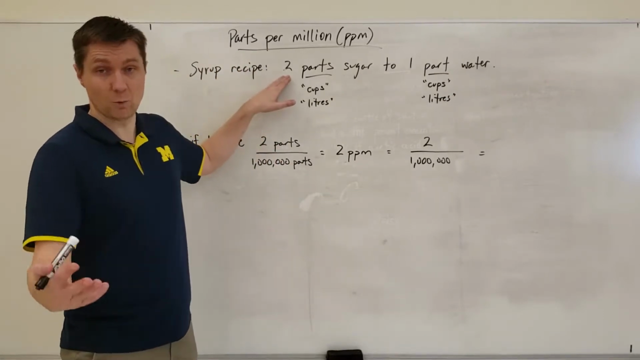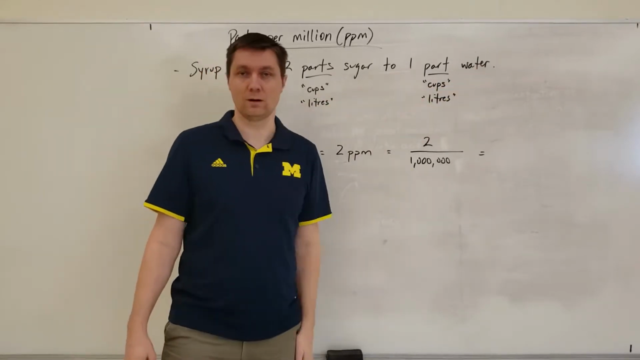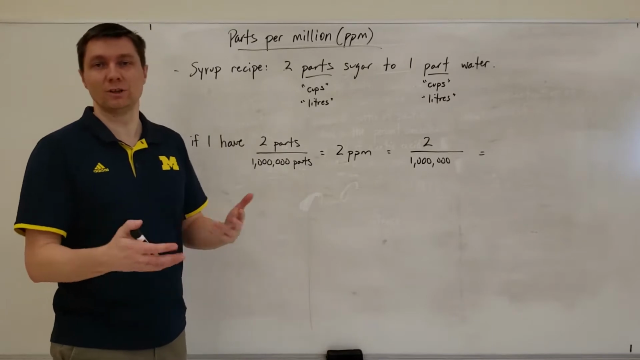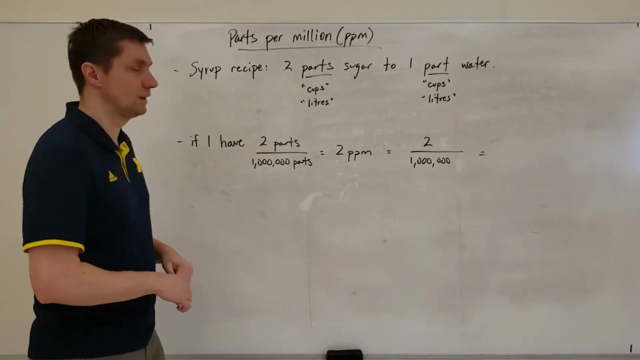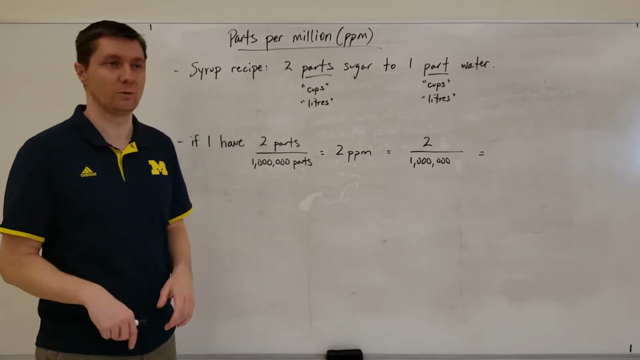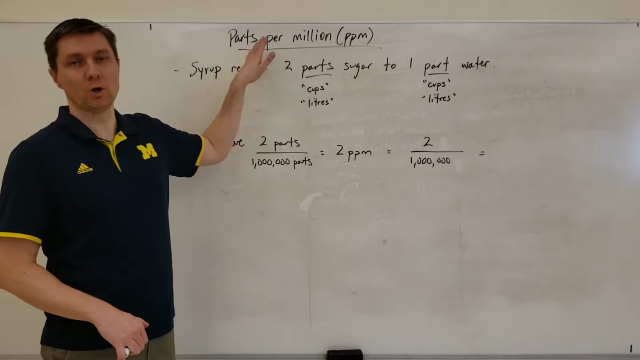If you want to make a lot more syrup, you could say 2 liters of sugar to 1 liter of water. And so that's the only stipulation for the recipe, that it allows for you to have some flexibility on how much syrup you want to make. So that's the same concept for parts per million.